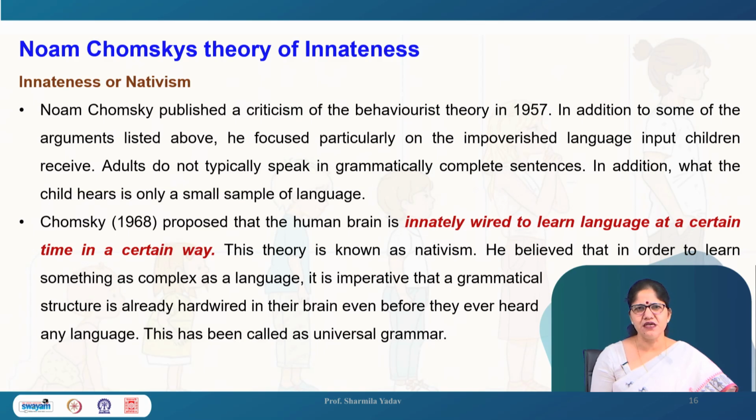Adults do not typically speak in grammatically complete sentences. In addition, what the child hears is only a small sample of language. Chomsky proposed that the human brain is innately wired to learn language at a certain time in a certain way. This theory is known as nativism. He believed that in order to learn something as complex as a language, it is imperative that a grammatical structure is already hardwired in the brain even before they ever hear any language. This has been called universal grammar.